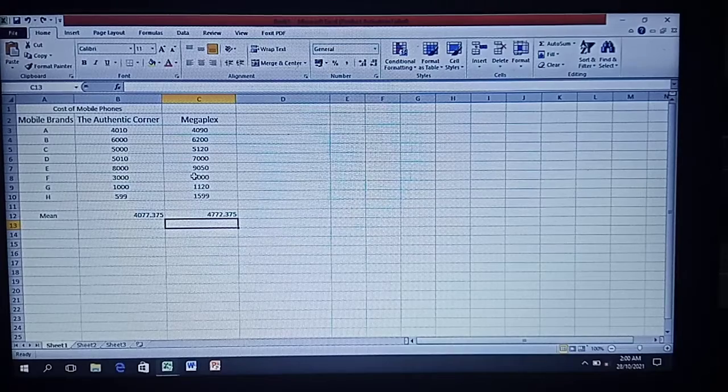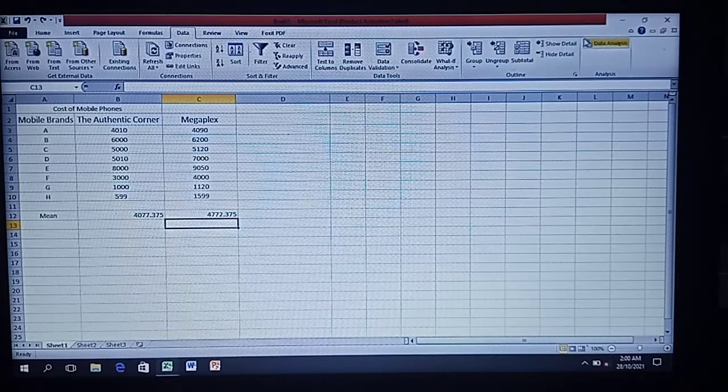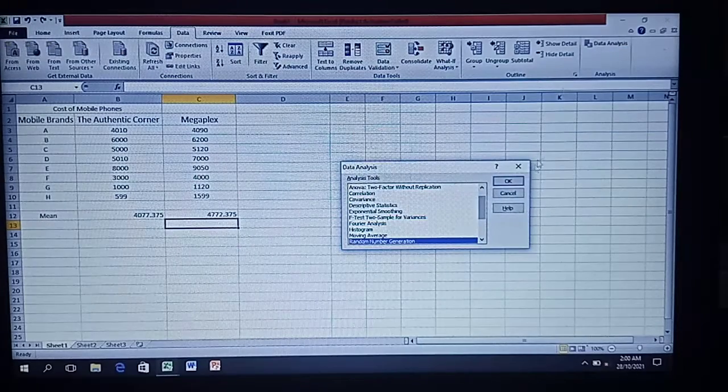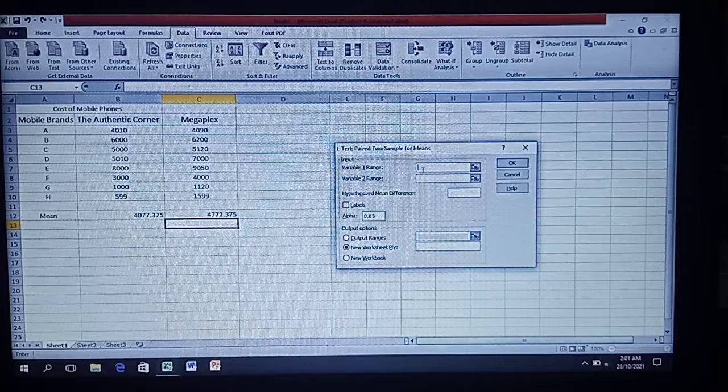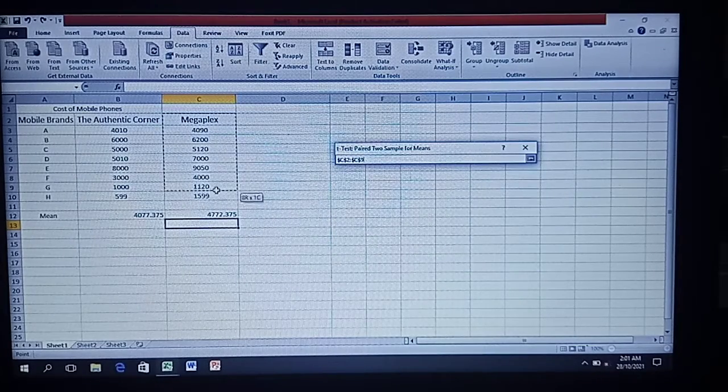To start that, we must go first to the Data tab and then click Data Analysis. In the data analysis, we must look for the appropriate test. So here we are going to look for the t-test: paired two sample for means. Click OK, and then in variable 1 we must first put the data where the mean is very high. So we click the Megaplex because it is the data where the mean is very high. So click Megaplex and then drag it down.